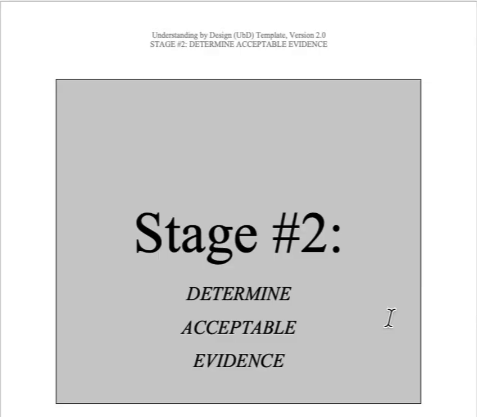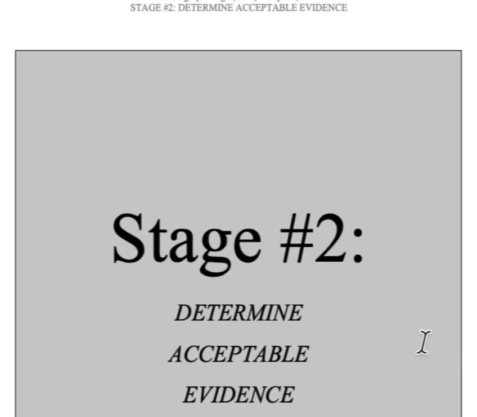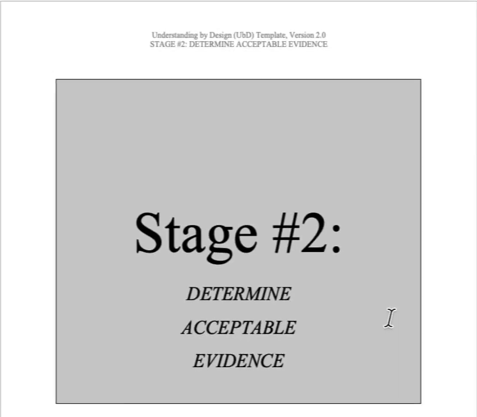In Understanding by Design Stage 2, we determine acceptable evidence. More information for UBD or Understanding by Design Stage 2 can be found in the text, The Understanding by Design Guide to Creating High Quality Units by Grant Wiggins and Jay McTighe, Module G, as well as the text, The Understanding by Design Guide to Advanced Concepts in Creating and Reviewing Units in Module J.